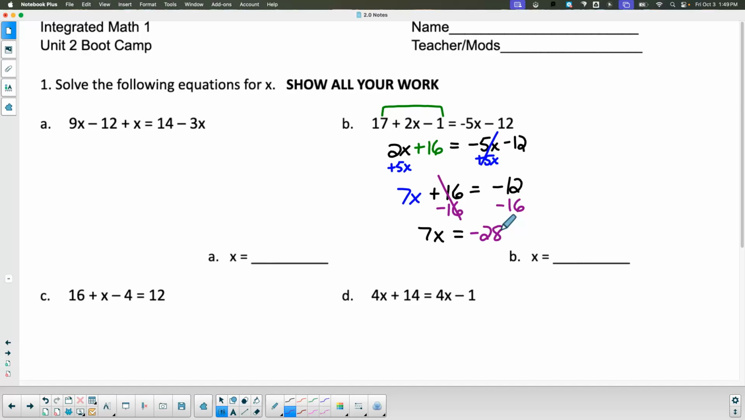So we have successfully gotten variables on one side, numbers on the other side. The problem that we have is we don't have our variable all by itself. So what is 7 doing to x right now? Multiplying. What's the opposite of multiplying? Division. So I'm going to divide here now at the end by 7. These now cancel out. And that leaves me with x equals -4. That's my final answer.